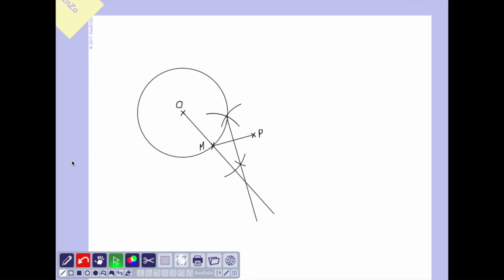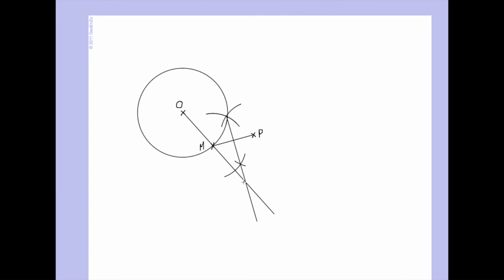Finally, we know that the center of the second circle will be in the intersection of the line that joins O and M and the perpendicular bisector of the segment MP, and that will be O prime.